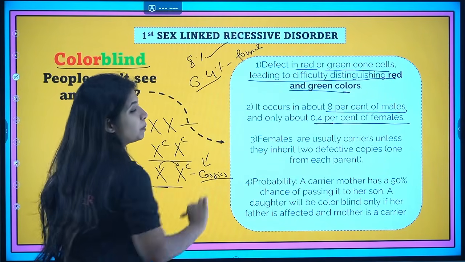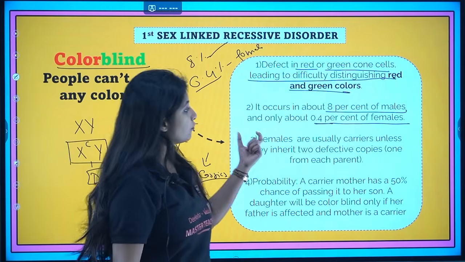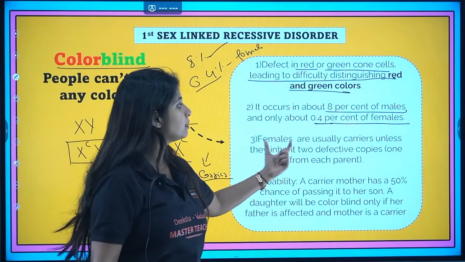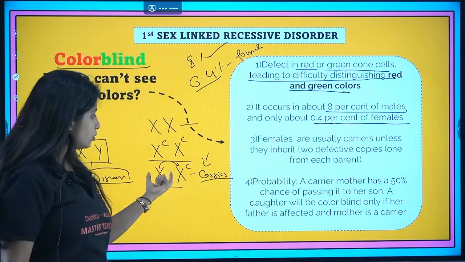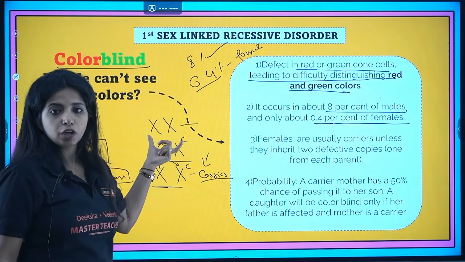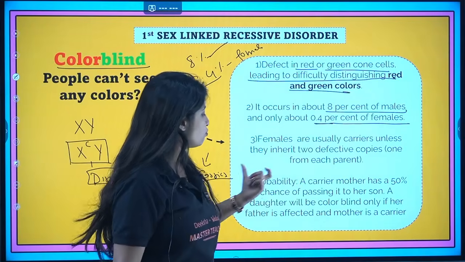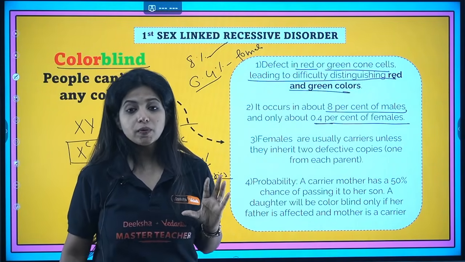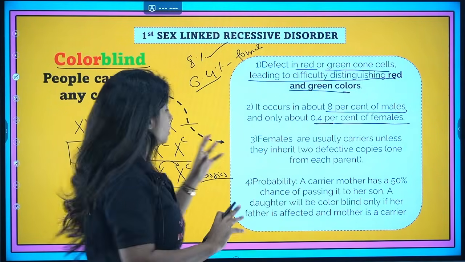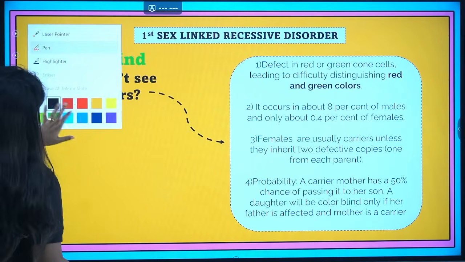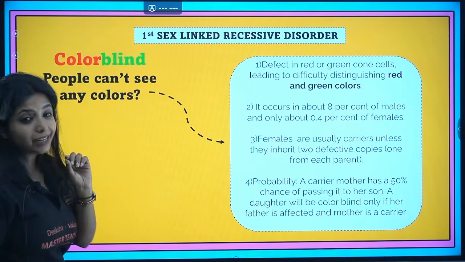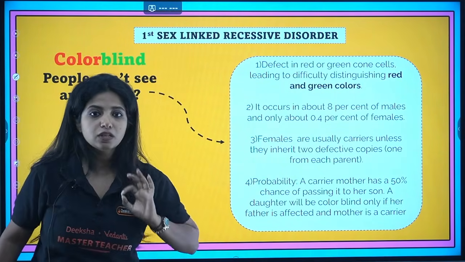That clearly shows that males are affected more. Females are usually carriers unless they inherit two defective copies from their parents. Probability: a carrier mother has a 50% chance. Now, from this point onwards, everything is going to get really confusing, which is why I do not want you to get confused. I'll explain it one by one, and you please listen to me carefully.